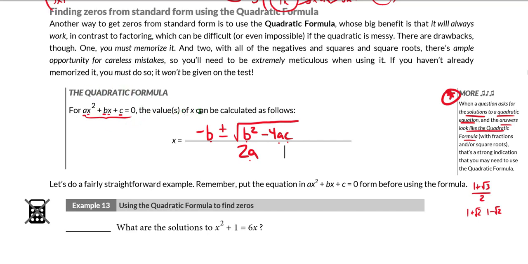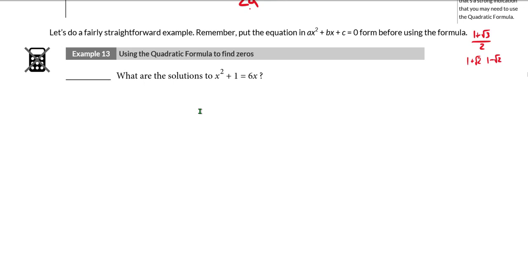Let's start with a reasonably simple example. Example 13 at the bottom of the page. Do remember that in order to use the quadratic formula, you need to make sure you get your quadratic into pure quadratic equation standard form first. So we need the solutions to 2x squared plus 1 equals 6x. First things first, we've got to take that 6x, which will become the bx term, over to the left-hand side by subtracting it from both sides of the equation. So we get x squared minus 6x plus 1 equals 0.